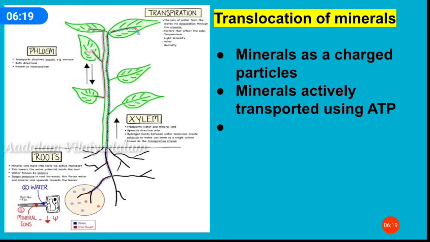Transport proteins are embedded in the plasma membranes of endodermal cells and control the type and amount of solutes reaching the xylem.